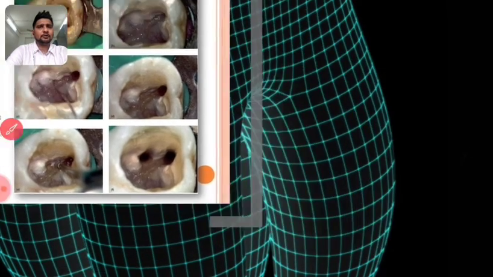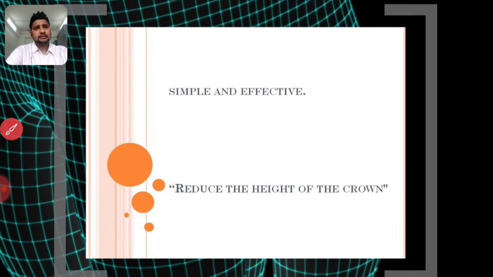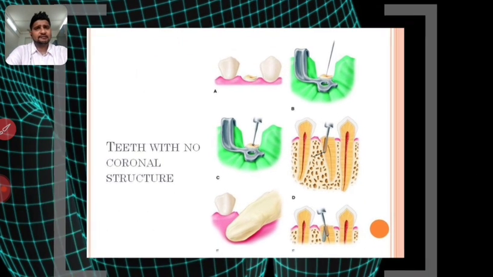Sometimes the patient is in severe pain, and you can always reduce the height of your points. If you are planning a crown in this case, then always reduce the occlusion. Whether it requires a crown or it doesn't require a crown, we'll discuss it in post-endodontic restorations in further series. But if it requires, reduce the occlusion.